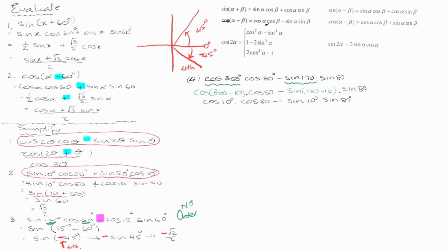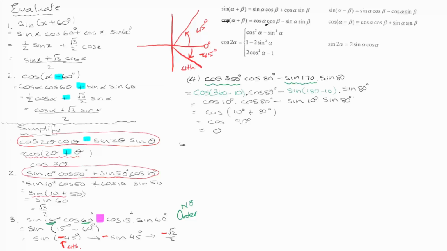Right, so we've got cos, cos, sine, sine. Everything is an acute angle. So that's just going to be cos of, if it's got a minus, it becomes a plus, and 10 plus 80 gives me the cos of 90, and the cos of 90 is 0, not 0 degrees, 0. Right, okay. That's number 4, and finally number 5.